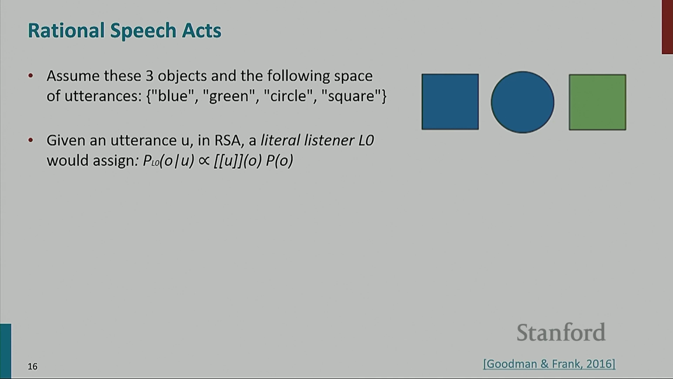In RSA, we will bootstrap this process from a literal listener, which is a listener that can only understand literal meaning. If you give this listener some utterance u, the literal listener, which we'll call L0, will put uniform probability on all the objects that satisfy u. So if you say blue, it will put uniform probability over all the blue objects. If you say square, it will put uniform probability over the squares. And that's the distribution of beliefs that the literal listener holds.